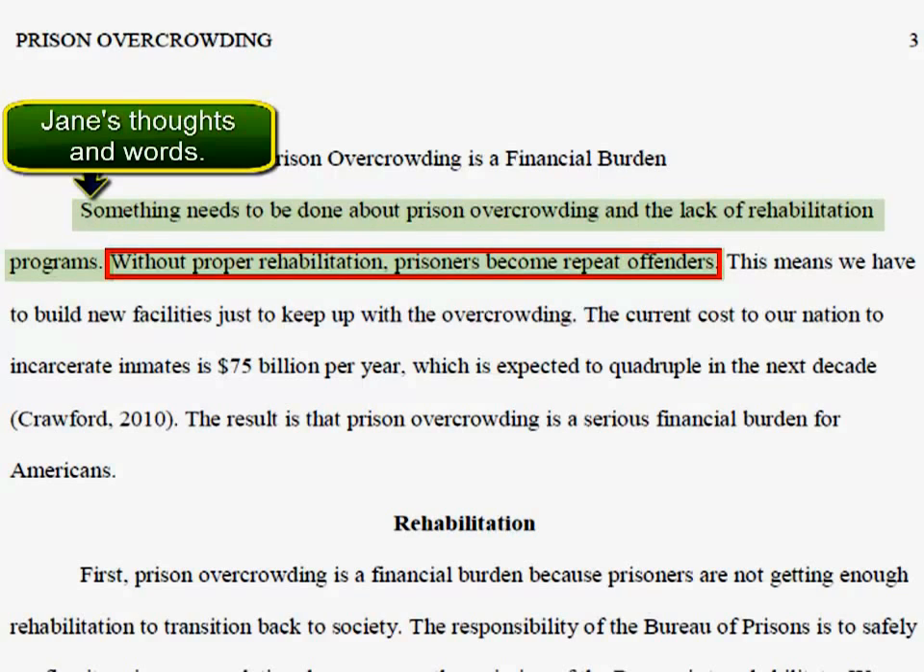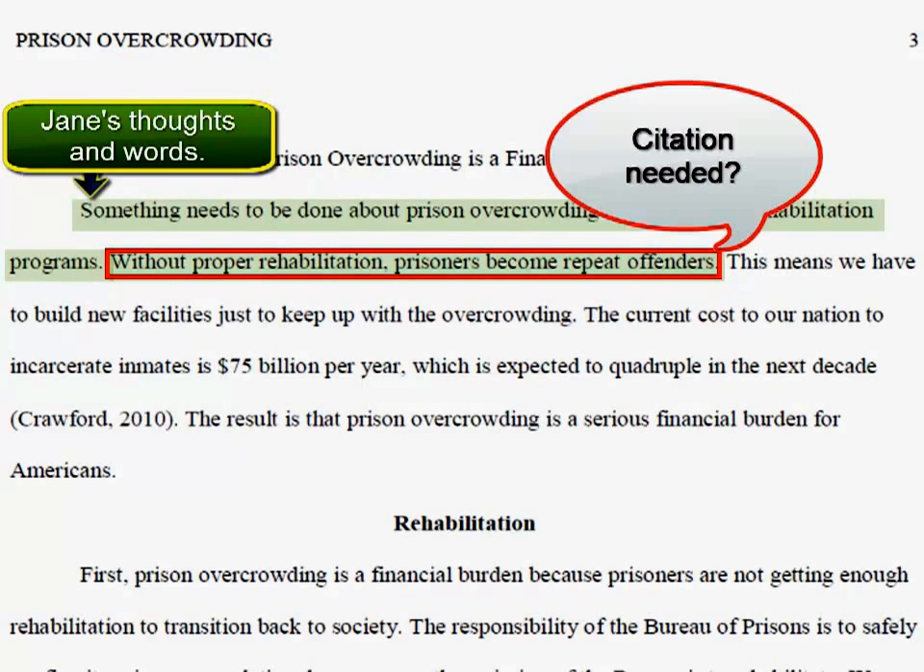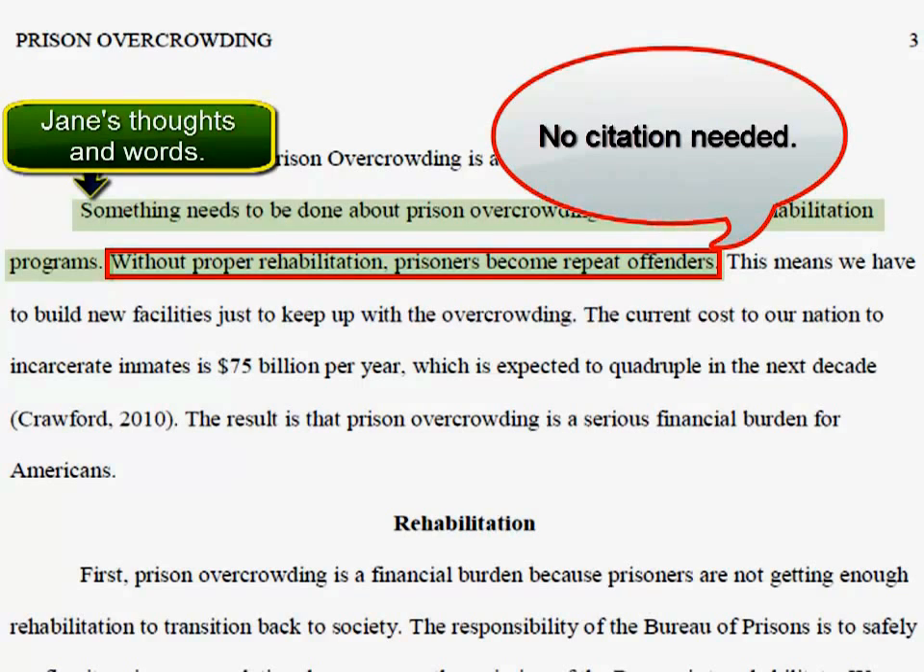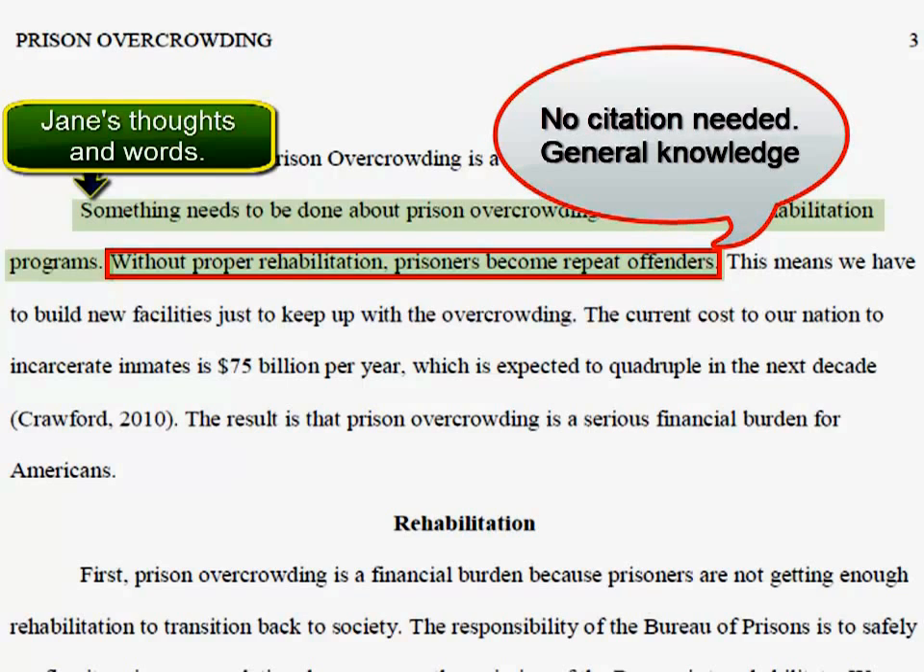However, does this idea that the lack of rehabilitation causes repeat offenders need a citation? No, it does not. Anyone who has studied this issue, and Jane has, knows the terrible problem of repeat offenders because of the lack of rehabilitation in these human warehouses we've created. Jane's statement is probably an example of general knowledge, which is something Jane and most adults in America probably knew before even beginning the paper. The high rate of repeat offenders is a generally accepted and unfortunate fact we know.